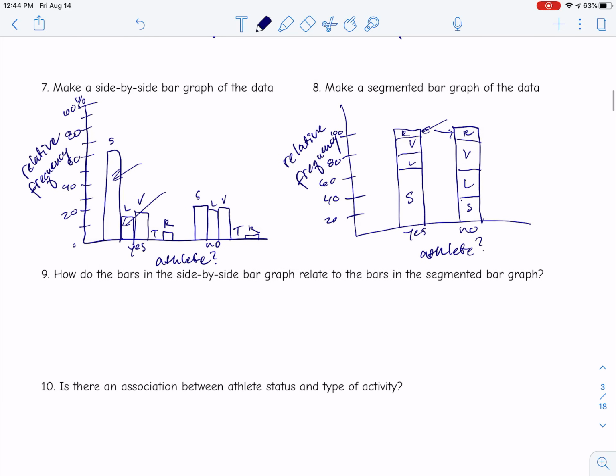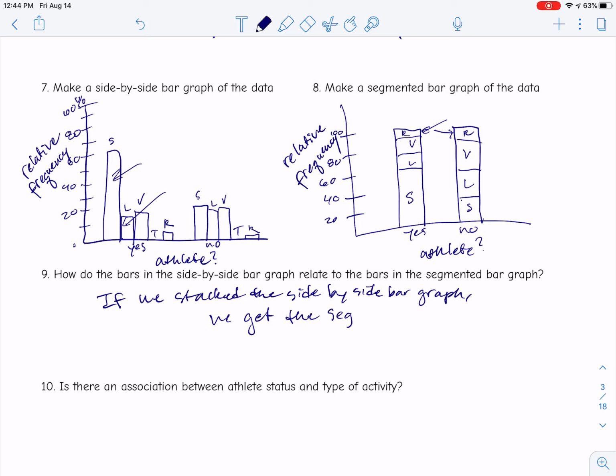Now the question, how do the bars in the side-by-side bar graph relate to the bars in the segmented bar graph? If we stacked the side-by-side bar graph, we get the segmented bar graph. All right.